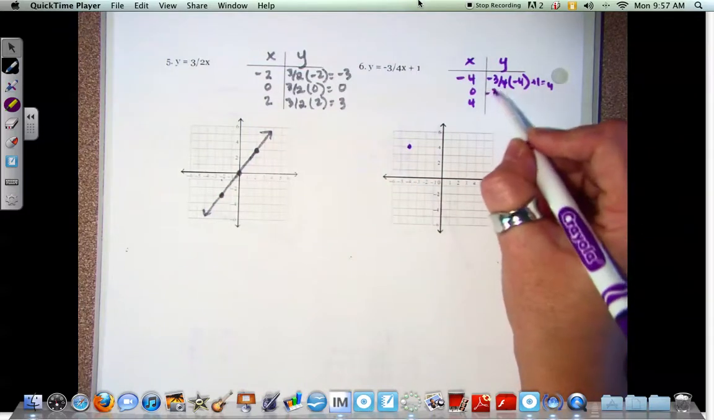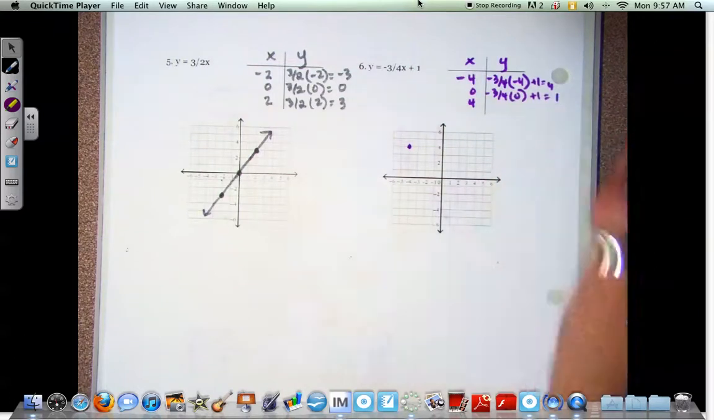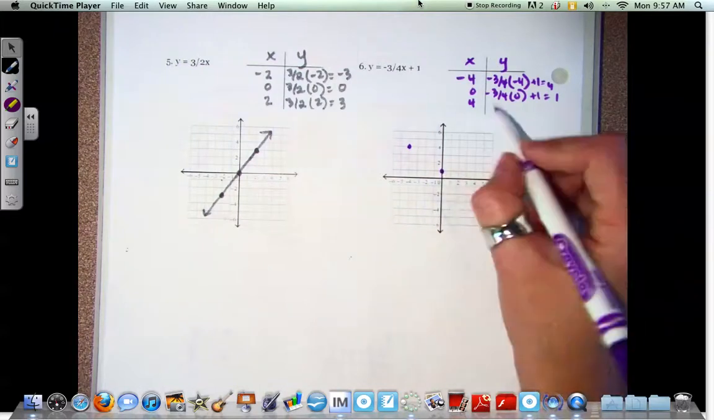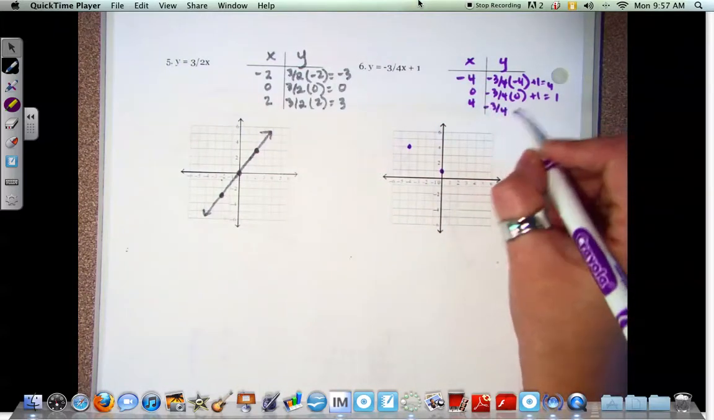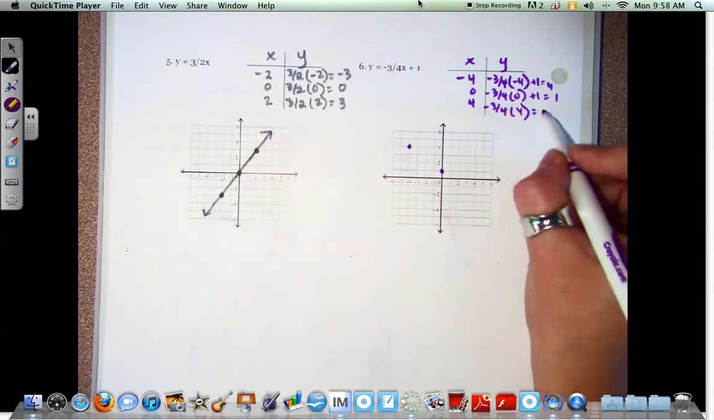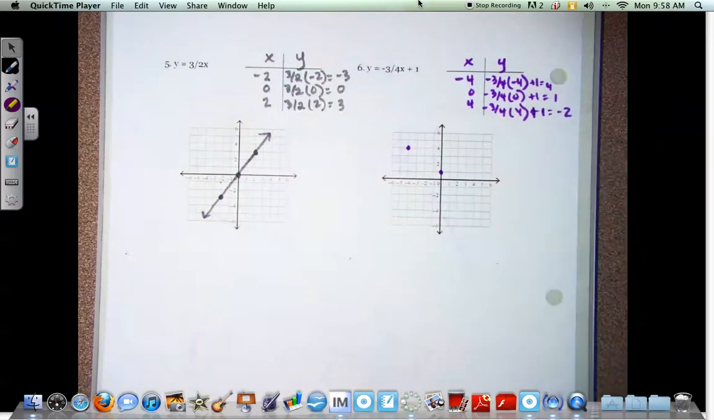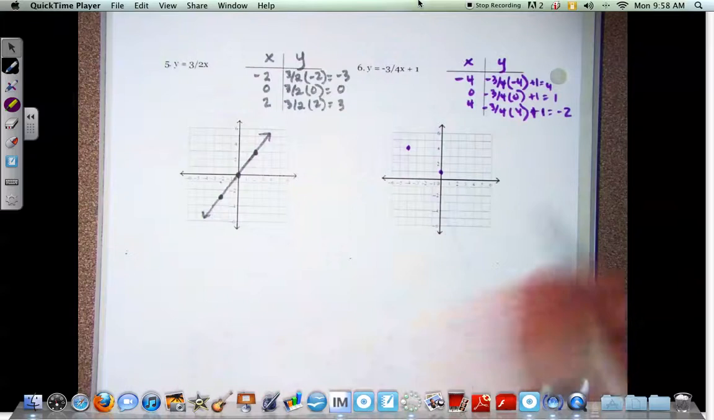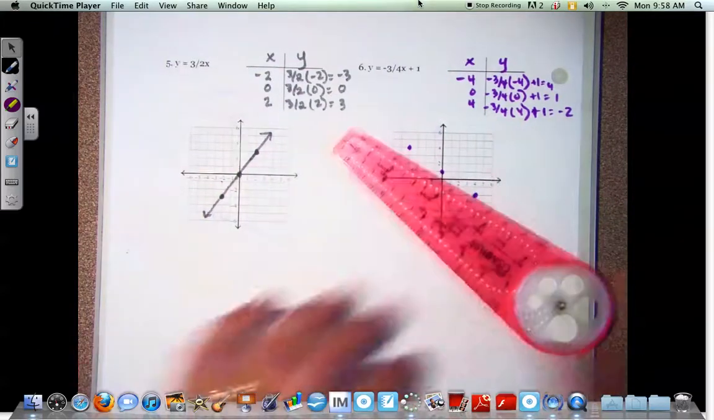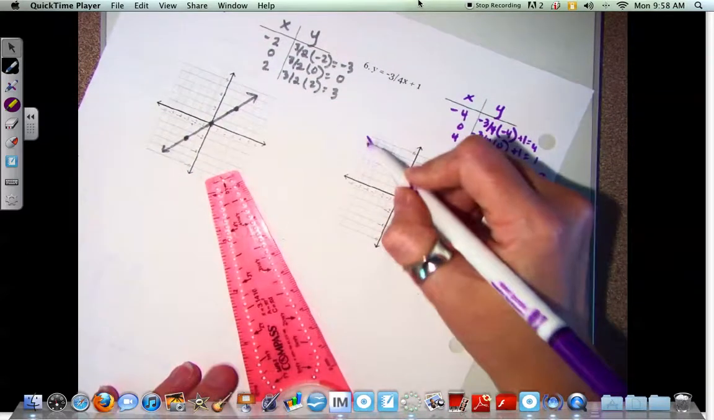All right, -3/4 times 0 gives us 0, plus 1 gives us 1. So I have 0 and 1. And -3/4 times 4 equals -3. Plus 1 equals what? -2. So over 4, down 2. Take your straight edge and connect. All right.